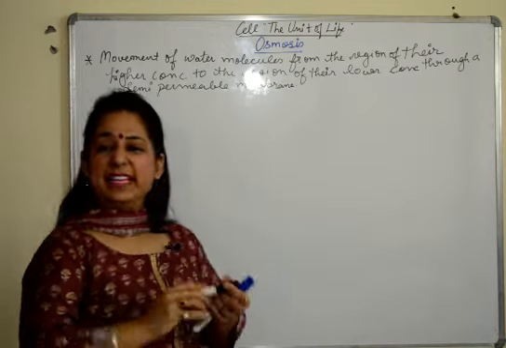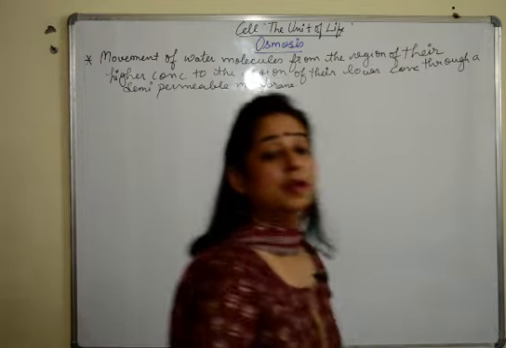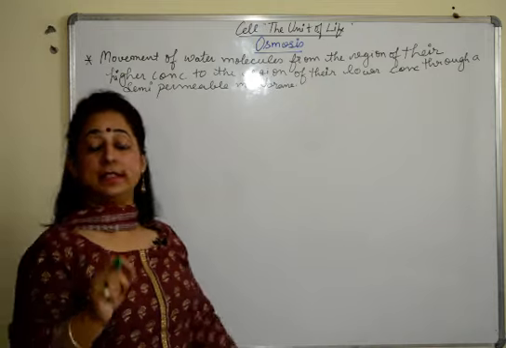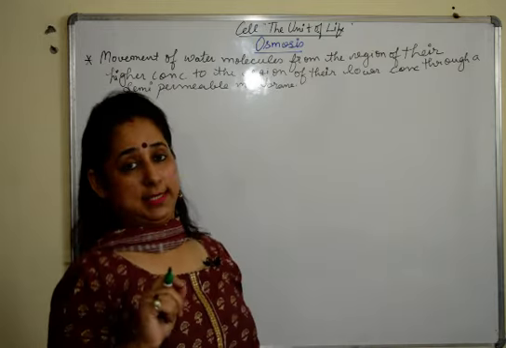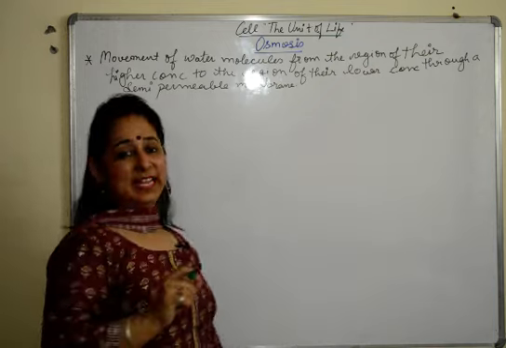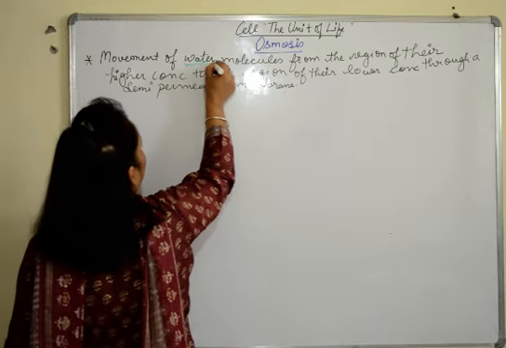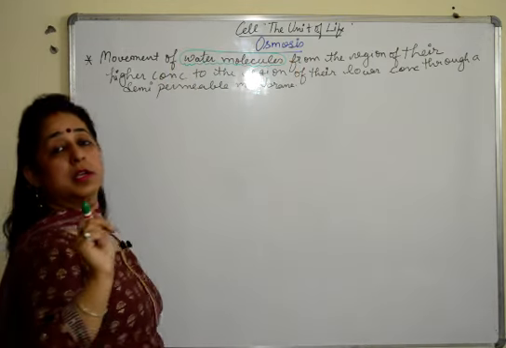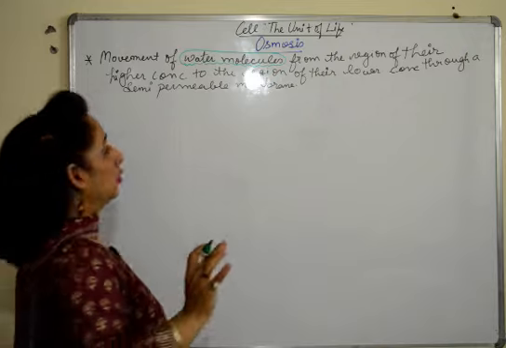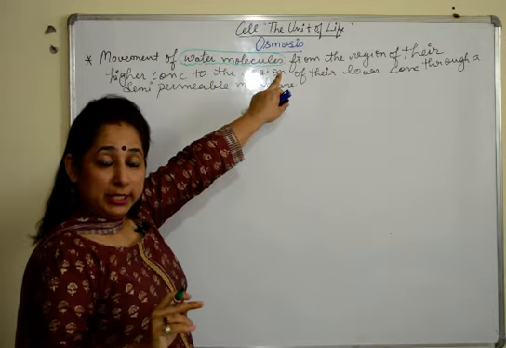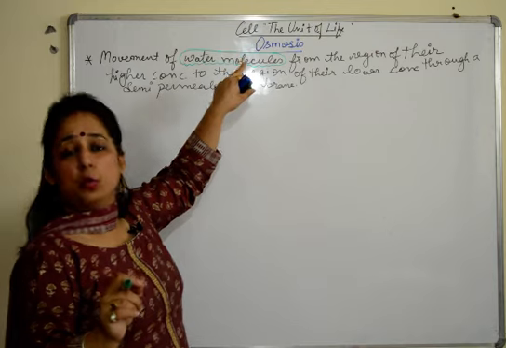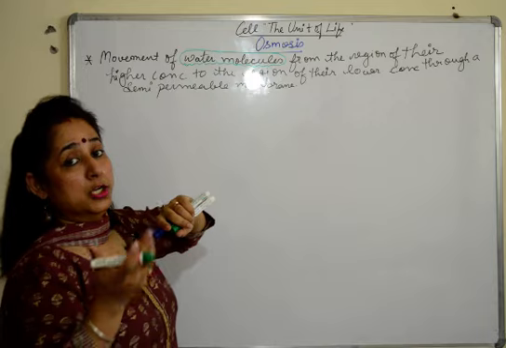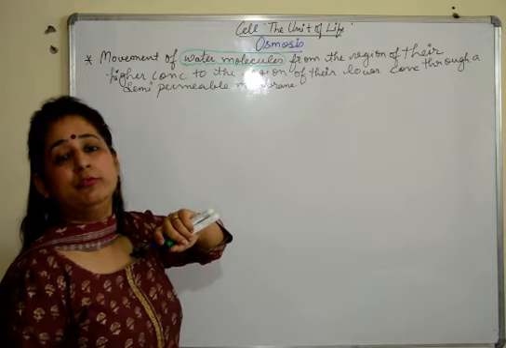Now I'll explain the various parts of the definition. Movement of water molecules. In some books it's written movement of molecules. So what they are specifying here, they are specifically talking about the movement of water molecules. I'll explain with a diagram also. When we are talking about osmosis, we are only talking about water molecules. Osma means water. So in osmosis, we are concerned only about the movement of water molecules.